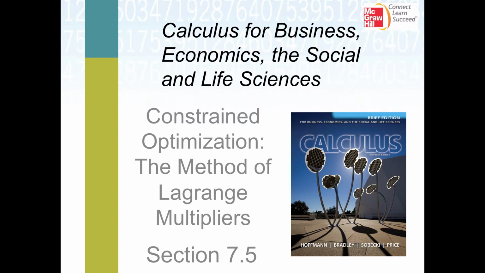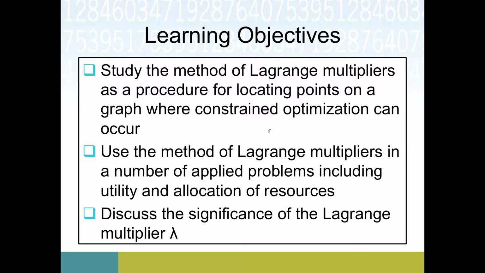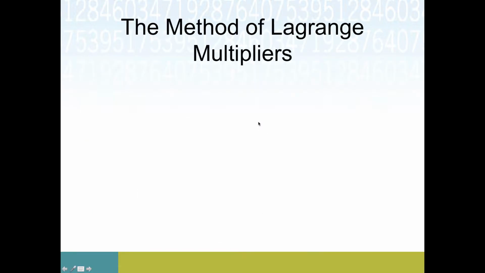Hello and welcome. Today we're discussing section 7.5, Constrained Optimization, the method of Lagrange multipliers. In this first video, we're going to tackle the first learning objective, just to study this method as a method for finding points where an optimized value might be found subject to some kind of constraint. And we need to talk about what any of those words might mean.